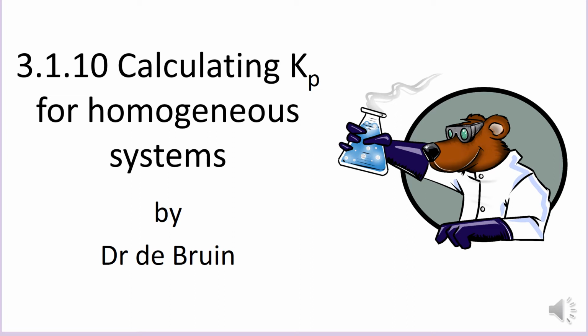This is a revision video for the 10th physical chemistry topic in AQA A-level chemistry. In this video we're going to look at the equilibrium constant Kp, which is used in place of Kc for systems where partial pressure is easier to calculate than concentration.